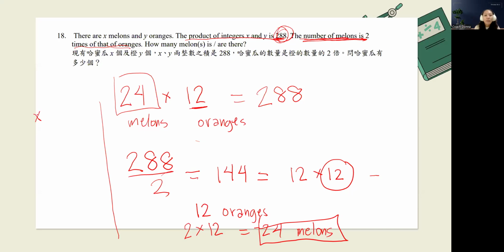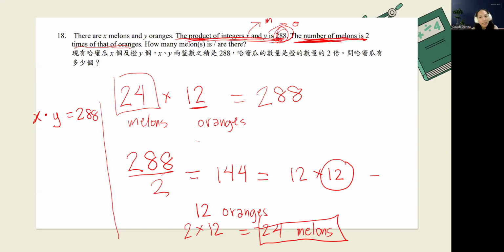So you have x times y, that's equal to 288. It says product, that's why we have multiplication here. So x multiplied by y is equal to 288. All right, that is from the first underlined statement here. Now, the second information that we have is that the number of melons. Let's represent x as the number of melons and y as the number of oranges.